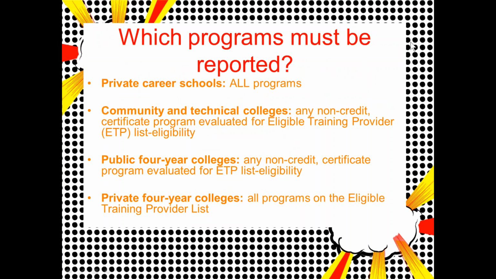Okay, so which programs must be reported? If you are a private career school, you have to report all programs to us. If you are a community and technical college, you have to report any non-credit certificate program that you would like to be evaluated for our eligible training provider list. If you're a public four-year college, we also would like you to submit data for any non-credit certificate program that you'd like evaluated for our ETP list. And if you are a private four-year college, you must submit to us all programs on the ETP list.